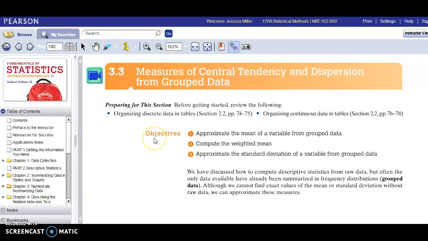Hello Math 152 students. In this video we are going to take a look at some issues in 3.3. I want to make sure you remember that you have those videos for this section if you want to see a discussion of some of these problems worked out by hand.